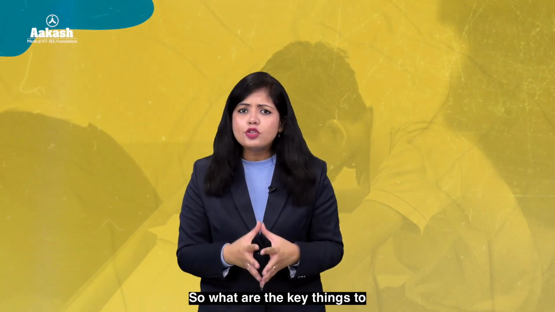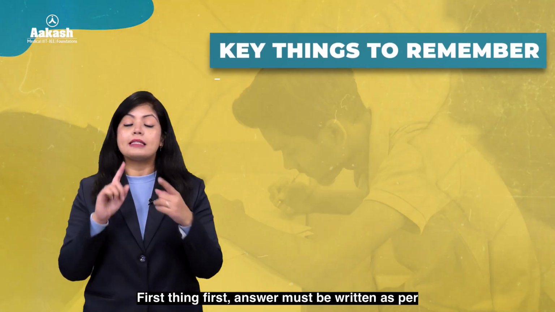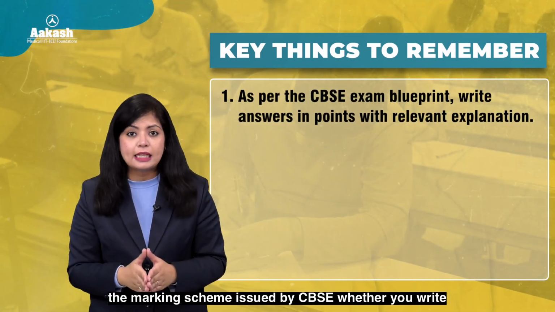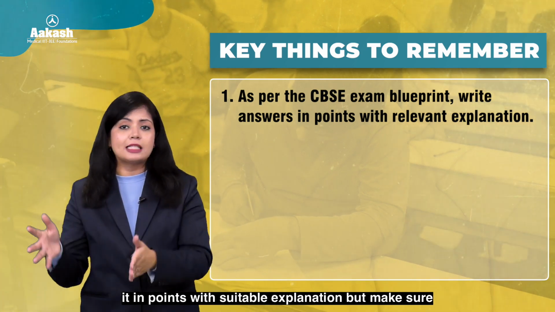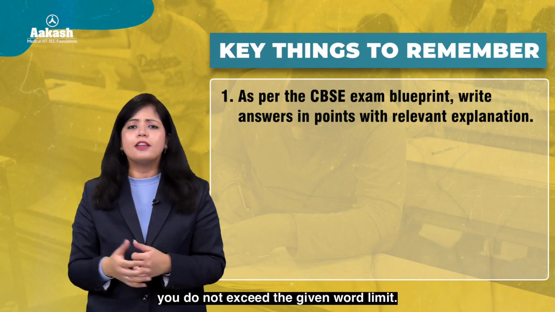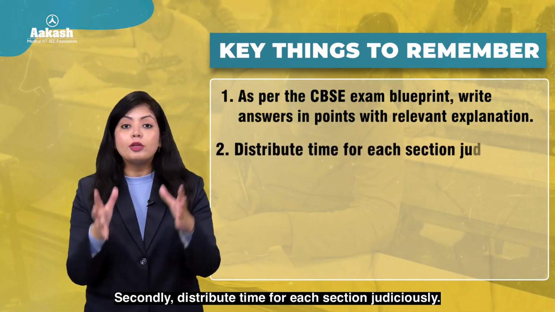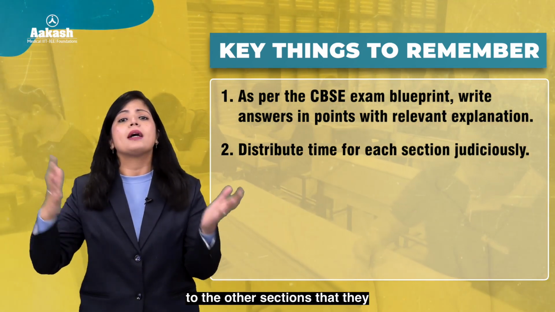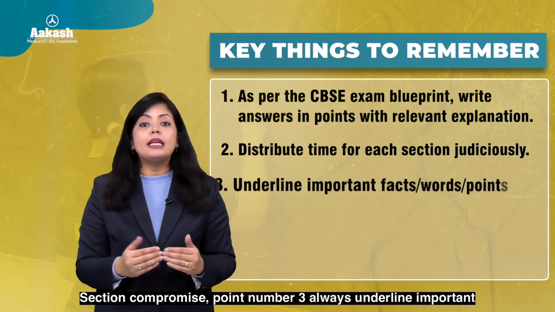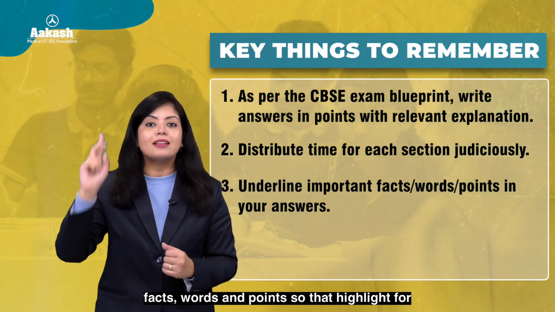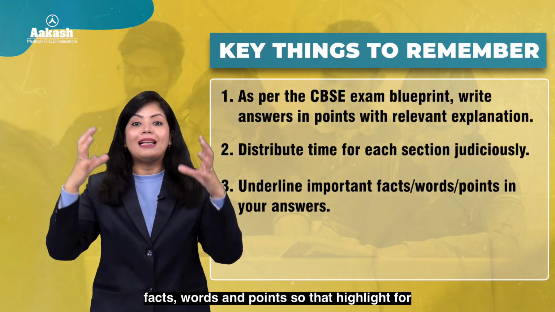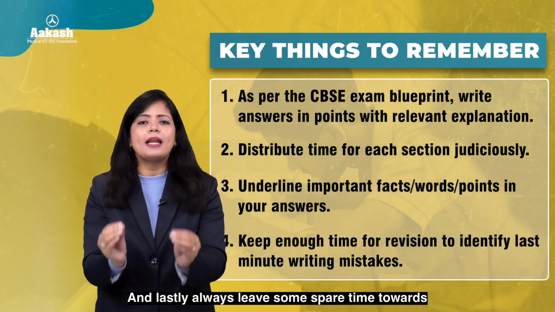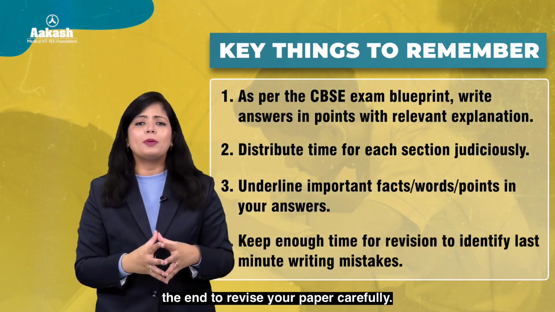So what are the key things to remember while writing a social science paper? First thing first, answer must be written as per the marking scheme issued by CBSE. Whether you write it in points with suitable explanation, but make sure you do not exceed the given word limit. Secondly, distribute time for each section judiciously. ये ना हो कि आप एक सेक्शन पे इतना टाइम डिवोट कर दो कि बाकी सेक्शन कॉम्प्रोमाइज हो जाए. Point number 3, always underline important facts, words and points so that वो highlight हो for the examiner while checking the answer. And lastly, always leave some spare time towards the end to revise your paper carefully.